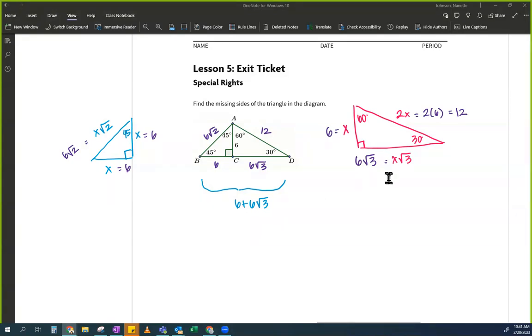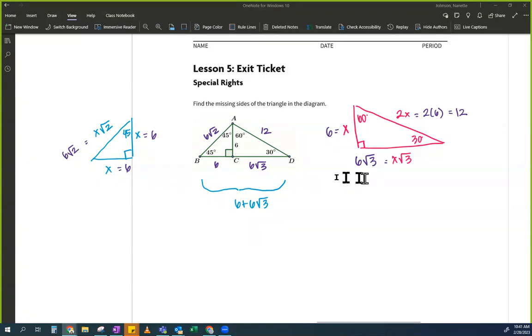For those of you who took advantage, awesome. If you are struggling with something here, what's the part that you don't like doing? If it's that you didn't know that 6 was X, it's probably because you didn't draw your triangle. If you didn't realize that this side was the 2X, it's probably because you didn't draw your right triangle. Everything goes back to it's probably because you don't know your special right triangles.